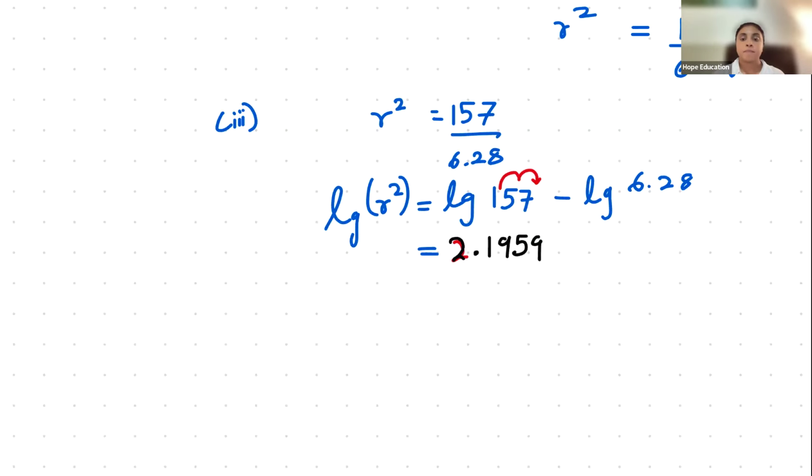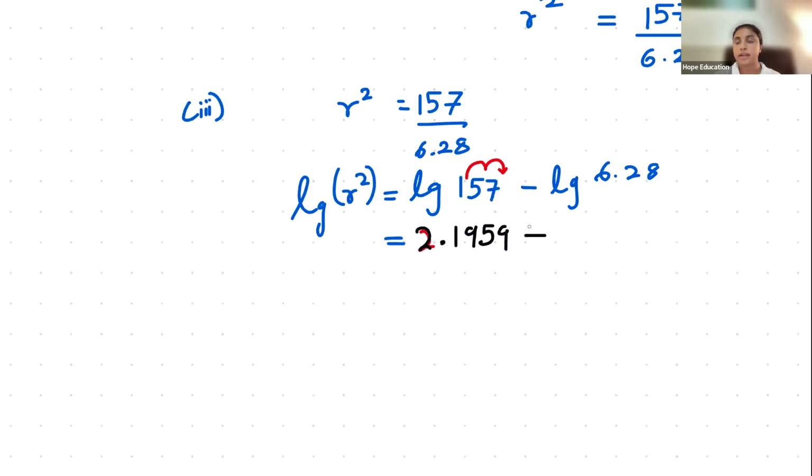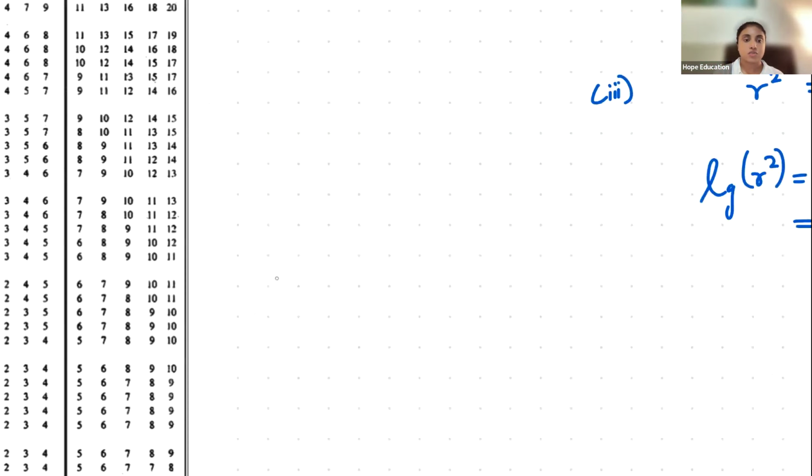Okay, great. Then logarithm of 6.28. Now look, there is a number before the decimal point, so we don't have to move the decimal point. We start with 0 point. Then we look at the numbers 6 2 8. Forget the decimal point, now let's look at the numbers 6 2 8.